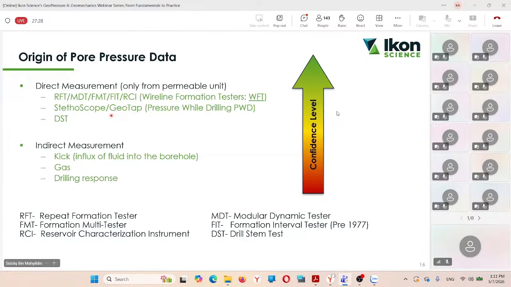But we also have indirect measurement. For example, a kick. If we see a kick during drilling, if we see gas or some other drilling response, such as mud pit gain, for example, this is not a direct measurement, but it could give us some level of understanding of what the pore pressure could be.